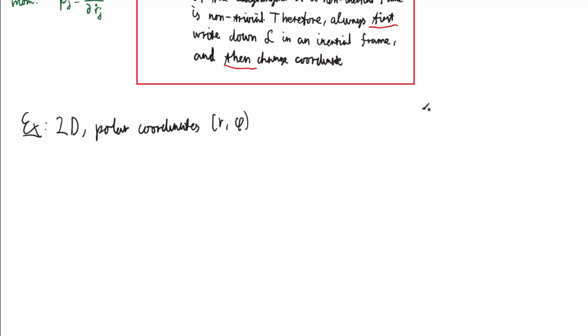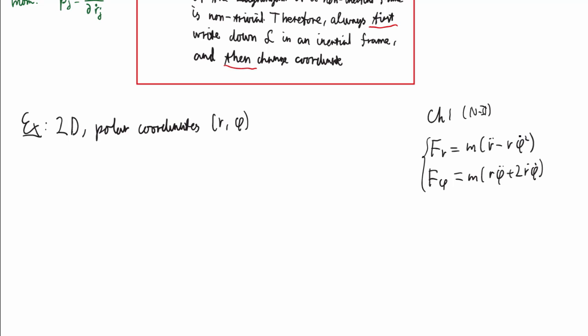I should mention that earlier in the course we derived Newton's second law in polar coordinates, and I'm going to keep it here for reference. This is in chapter 1 in the book. We found that the force in the radial direction is f_r = m(r̈ − rφ̇²), and that f_φ = m(rφ̈ + 2ṙφ̇), right?